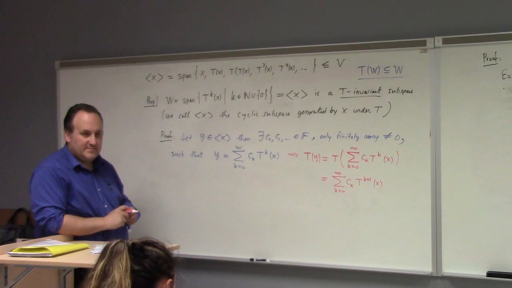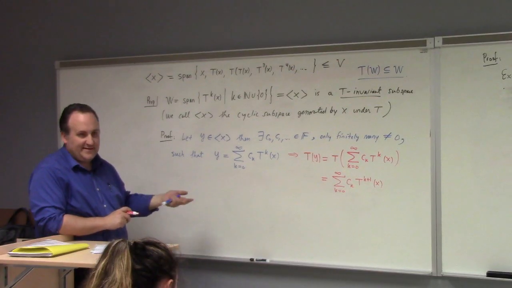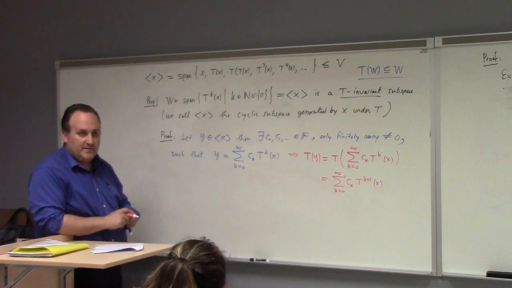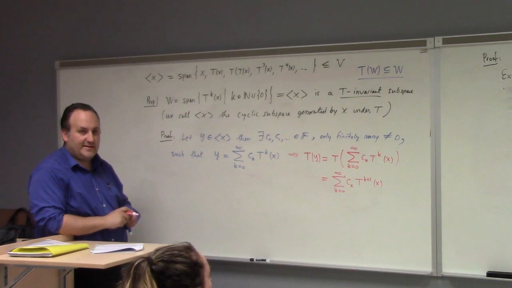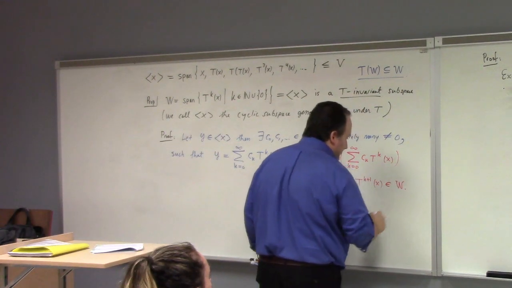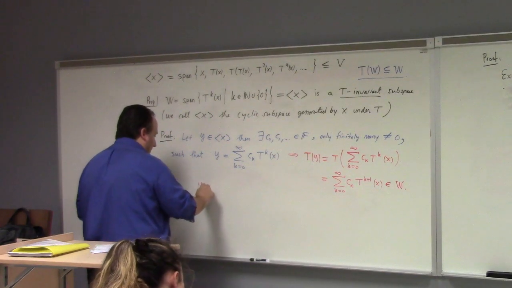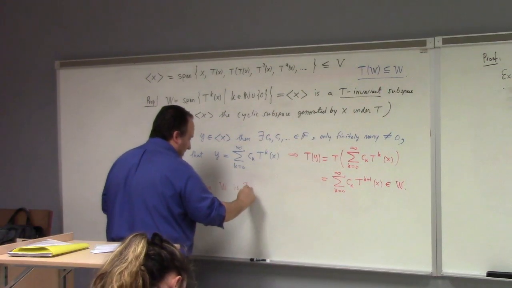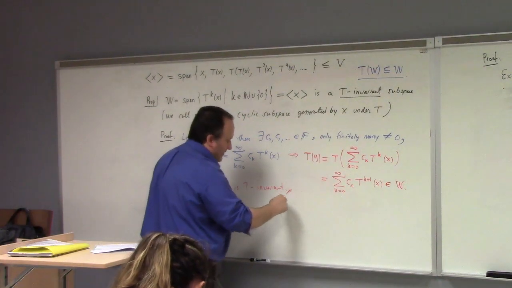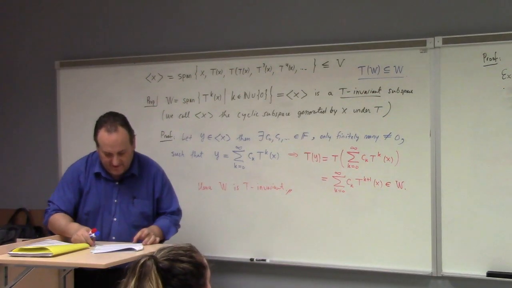But what is that? That's nothing more than a linear combination of powers of T acting on x, which is how we've defined W. It's arbitrary linear combinations of powers of T acting on x. That's manifestly an element of W. Therefore, W is an invariant subspace. Hence, W is T invariant. And that's what we were trying to prove at the moment. So there's that.